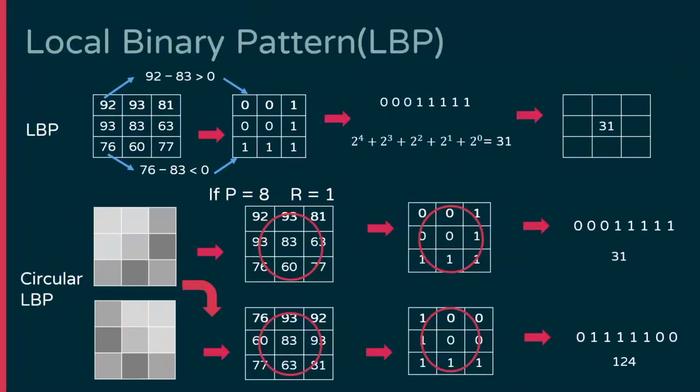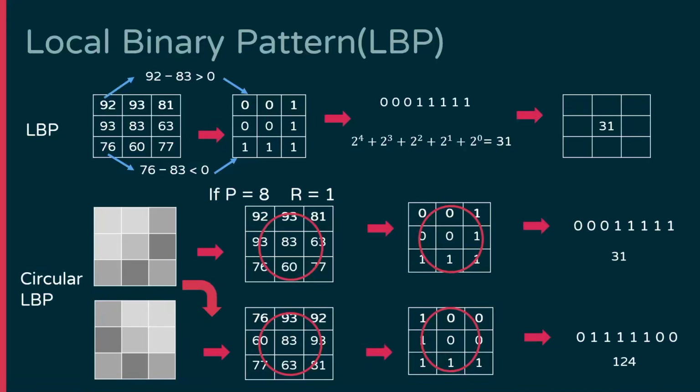Local binary pattern is an efficient texture operator which labels the pixels of an image by thresholding the neighborhood of each pixel and considering the result as a binary number. It can represent the texture of the image. So we also use LBP as features in our framework. This slide talks about the theory of the local binary pattern. I won't go into details here.